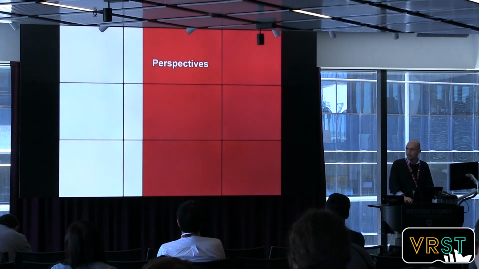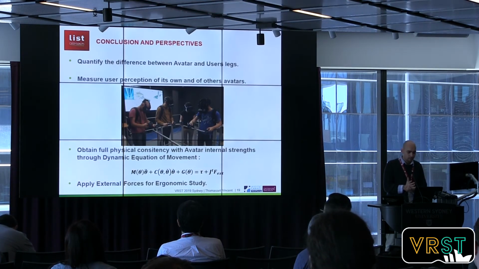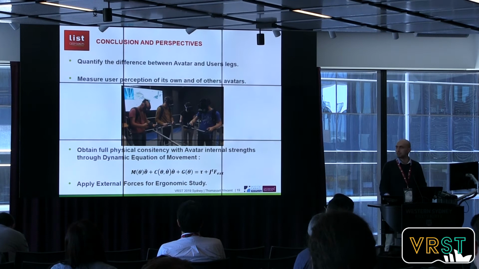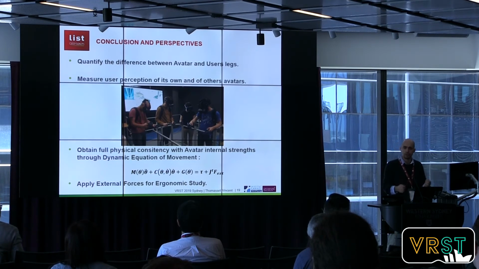For the perspective and the future works, what we want to do is to quantify the difference between the avatar legs position and the user legs position, and to quantify the perception of the users of this difference. Is it important for him that the legs are really close to his own legs, or can he still manipulate without breaking the sensation of immersion?